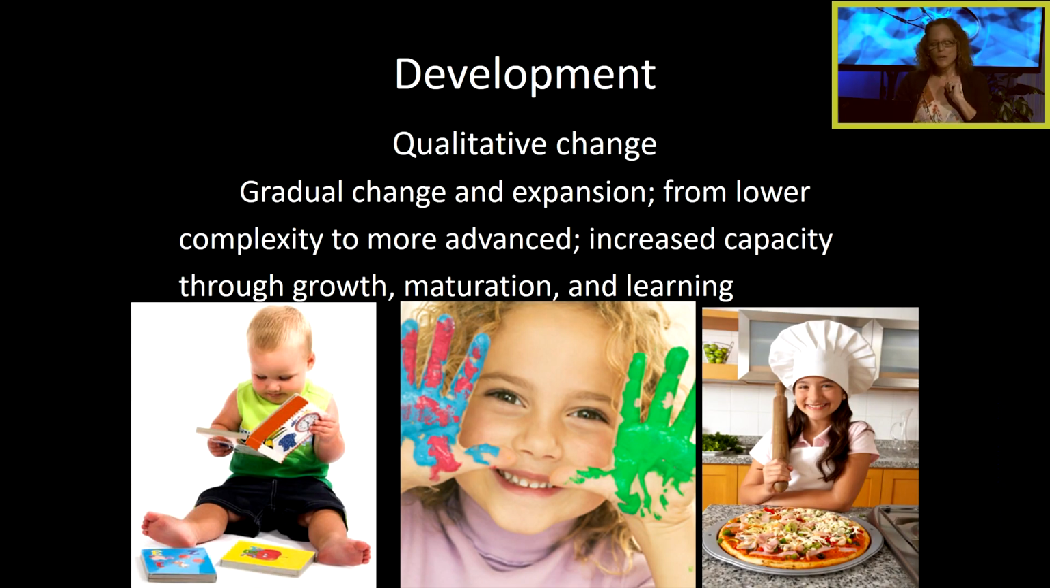All right, so enough about growth. Let's talk a little bit about development. Development, we said, was a qualitative change, a gradual change and expansion from lower complexity to more advanced, increased capacity through growth, maturation, and learning. And here we see children at different levels in their development. But it's important to note that even a little baby who can't read will hold a book and turn the pages as though they are reading it.